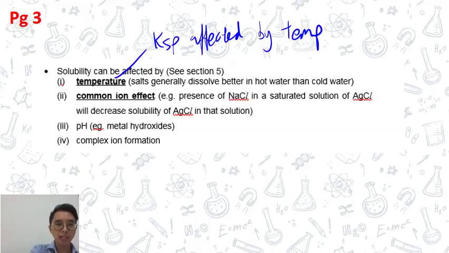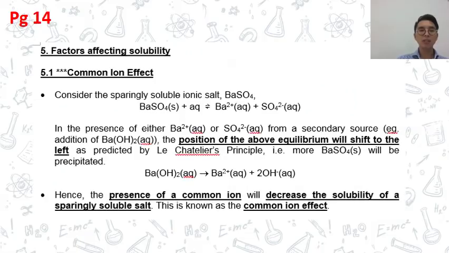Next we'll be looking at something called the common ion effect. Solubility is also affected by the common ion effect. So what is this common ion effect? Let's look at this. You have this sparingly soluble salt BaSO4. We know that some of it will dissolve in your solution to form a saturated solution of Ba2+ and SO4 2-.